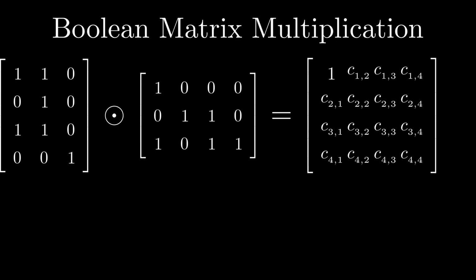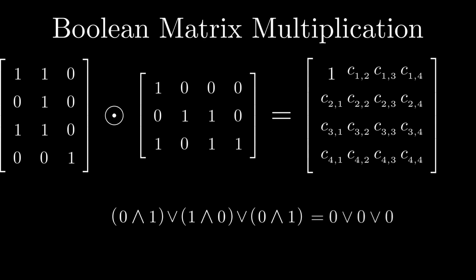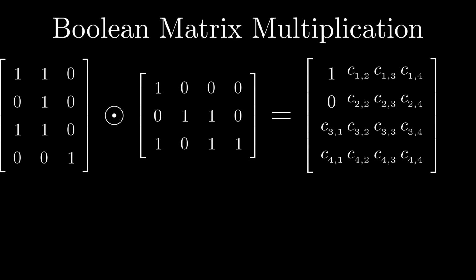Let's look at one more example at C 2, 1. We grab the second row of A and the first column of B. We then AND each pair, giving us 0 and 1, or 1 and 0, or 0 and 1. This simplifies to 0 or 0 or 0, which becomes 0. Thus, C at 2, 1 is 0. Once again, we leave the completion of this matrix operation as an exercise for the viewer.